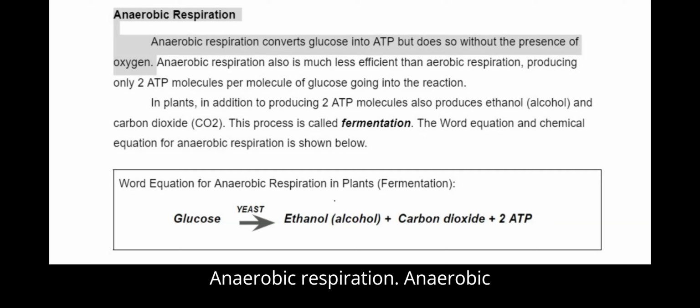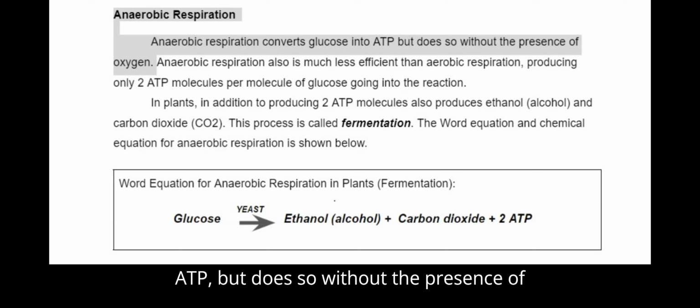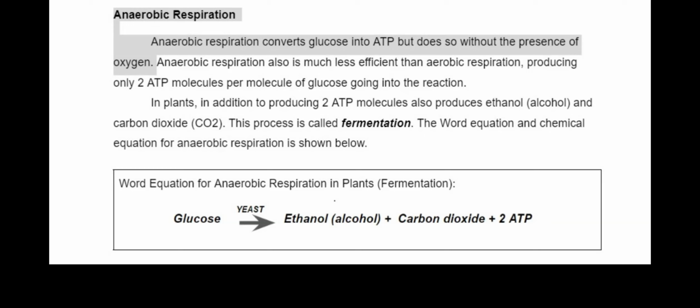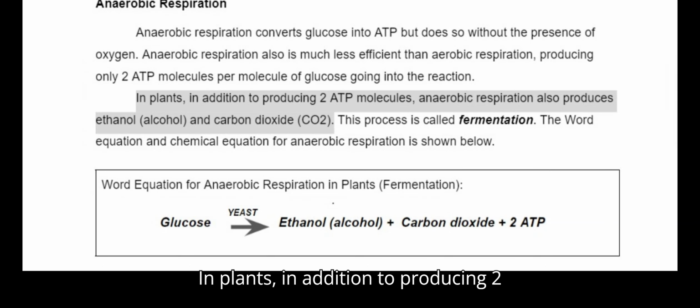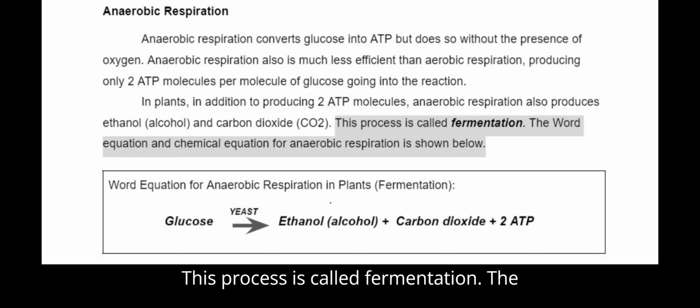Anaerobic respiration. Anaerobic respiration converts glucose into ATP, but does so without the presence of oxygen. Anaerobic respiration also is much less efficient than aerobic respiration, producing only 2 ATP molecules per molecule of glucose going into the reaction. In plants, in addition to producing 2 ATP molecules, anaerobic respiration also produces ethanol, alcohol, and carbon dioxide (CO2). This process is called fermentation.